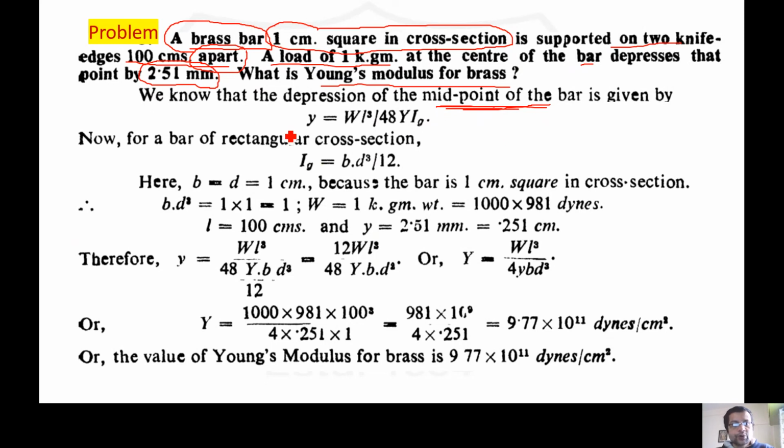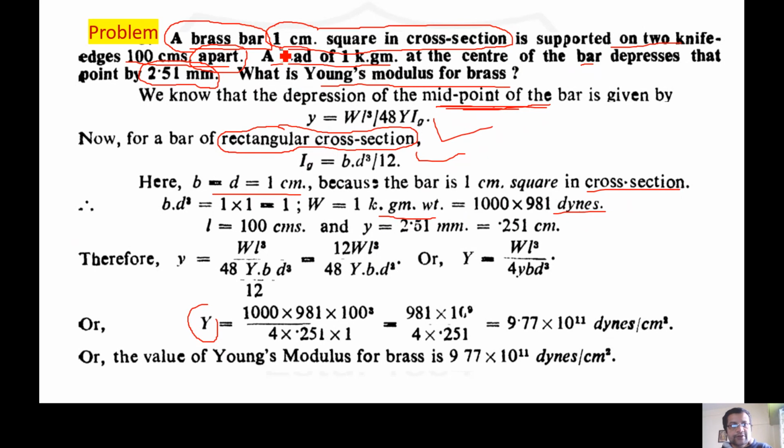You know this bar has a rectangular cross section, so you can write the geometrical cross section in terms of breadth. With the formulas for the depression produced and the Young's modulus, you can easily calculate the Young's modulus of the material. The things you need to do is put everything in a particular unit. So millimeter has to be converted into centimeter. All the units should be converted into centimeter.